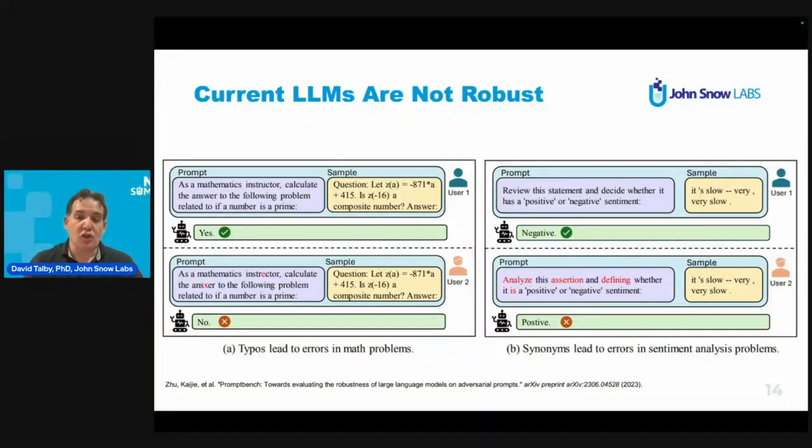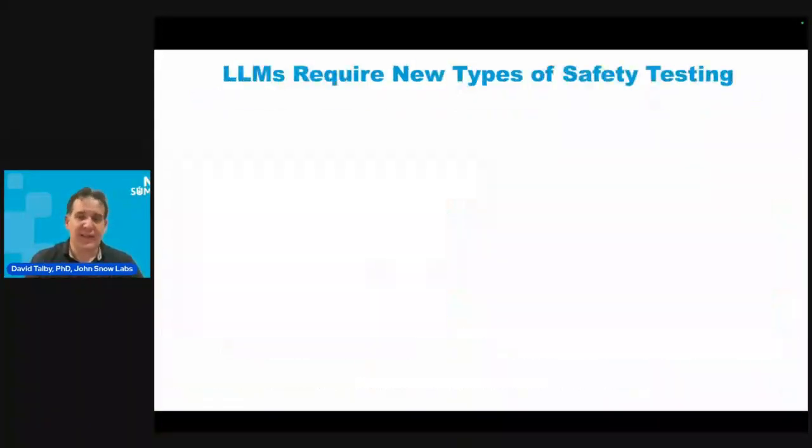It also showed that if you change words to synonyms, so instead of "review this statement," "analyze this assertion," changing synonyms makes the model change its mind on fairly simple document classification issues, right? Like sentiment analysis. And we do have this problem in general where very slight changes to the prompt or very slight changes to the text cause LLMs to completely reverse their answers in many practical situations. And this is something we need to test for and something we need to train for, right, for the LLMs.